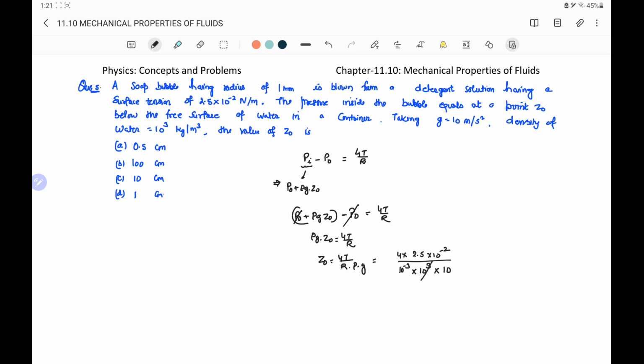Since 10 power minus 3 and 10 power 3 get cancelled, it will be equal to 4 into 2.5, that is 10, divided by 10 into 10 power minus 2. This 10 also gets cancelled, so it is 10 raised to power minus 2 meter, or it can also be written as 1 centimeter. Hence option D is the correct option.